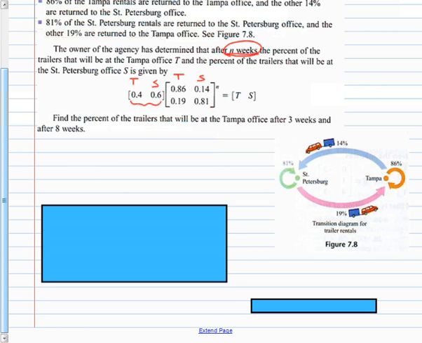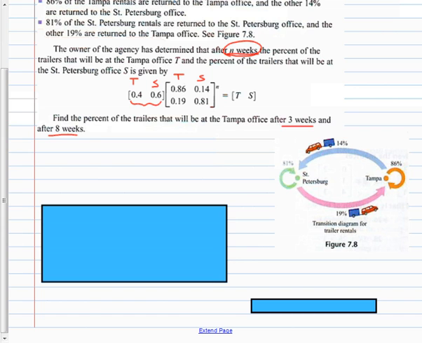And so if you're taking it from where there are not enough cars to where there are too many cars, they're going to charge you more. Now, if it's too many cars to not enough cars, then they like that. They charge you less. So this has to be figured out. What's going to happen? Where are my cars all going to end up? Find the percent of trailers that will be in the Tampa office after 3 weeks, and then after 8 weeks.